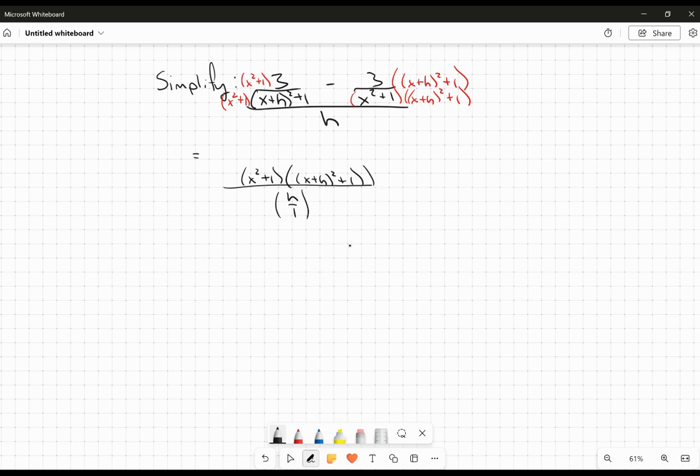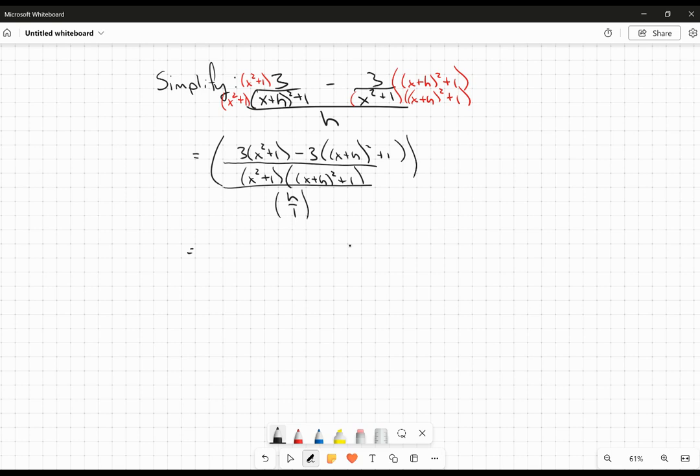Whoops, sorry, I didn't need both of those. And then my numerator is going to be 3 multiplied by (x squared plus 1) minus 3 multiplied by ((x plus h) squared plus 1). Oops. Okay. Boy, that just got busy. It just got really busy. So what I'm going to do is I need to multiply out that numerator. I've got to multiply that all out here.